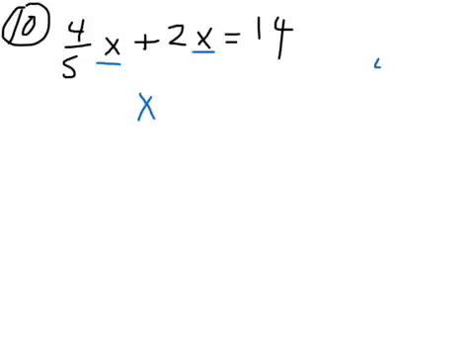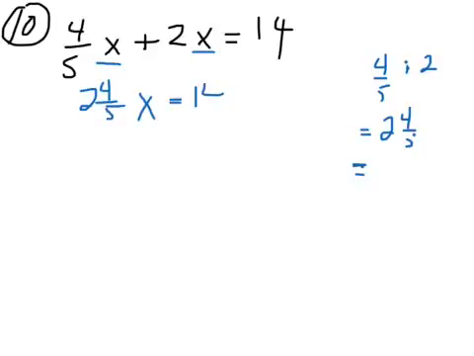So let me go to the side. What is 4/5 plus 2? Well, the easy way to do that is 2 and 4/5, right? Okay, so now I can put 2 and 4/5 x equals 14, but do you see how that's not very handy to work with? What are you going to do with it? That's why we don't like these mixed fractions.